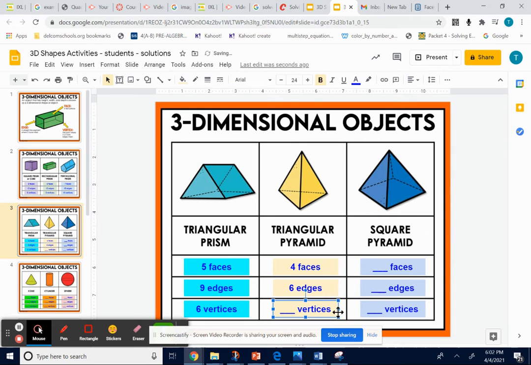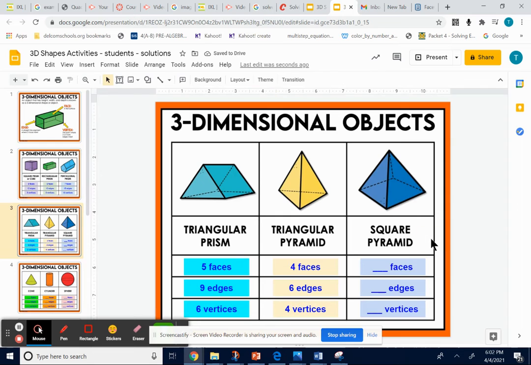Okay, vertices. Where the faces meet. These are just points. Okay, here's 1, 2, 3, 4. So 4 vertices on a triangular pyramid.